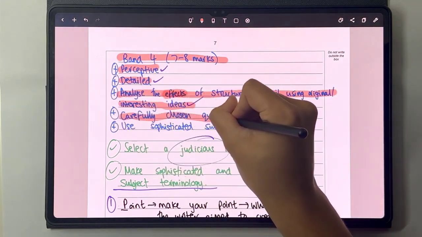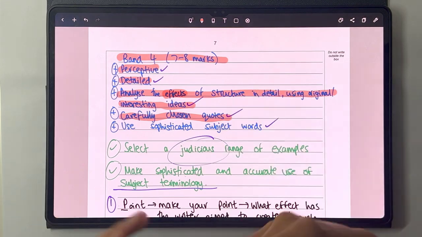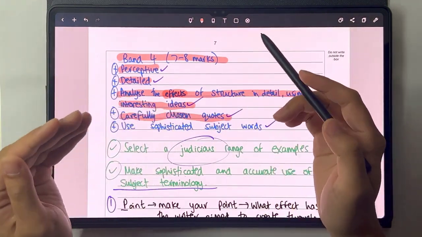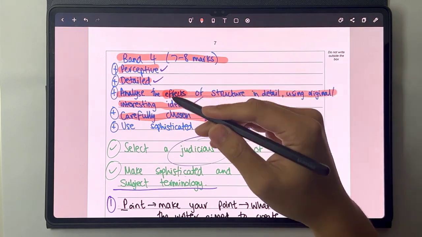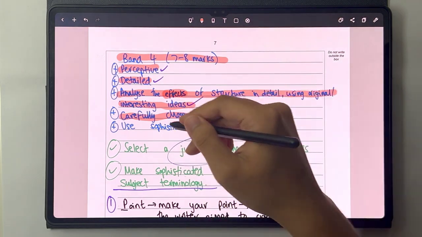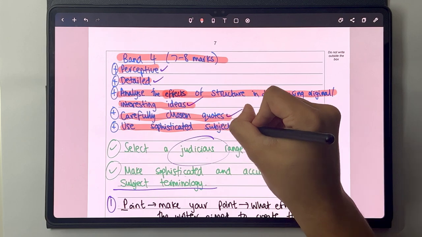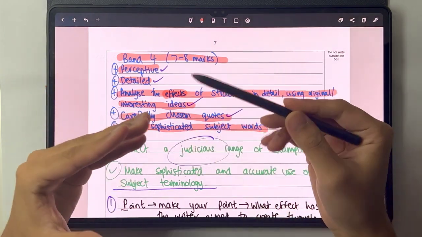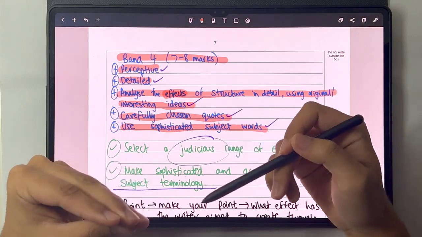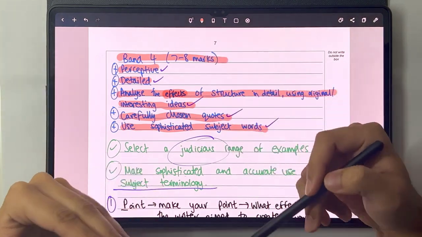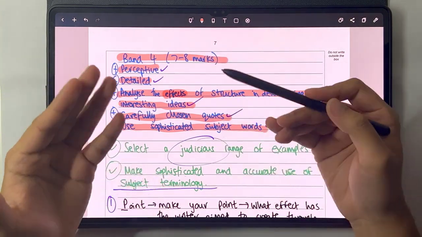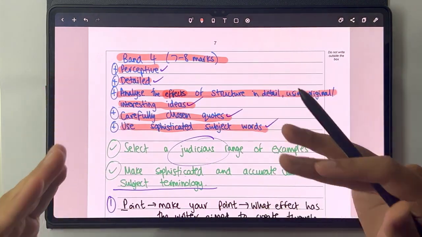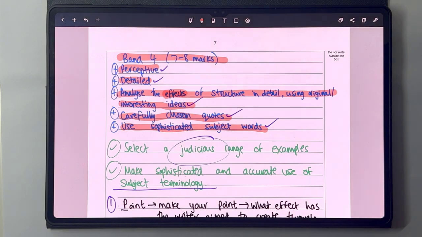Carefully chosen quotes. So when you choose quotes, don't just pick out any random quotes. Be very selective as you are against time. So you have to be very selective and judicious. Use sophisticated subject words. Like I said before, if the writer has used a flashback, you may want to use the word analepsis. If the writer has used a flash forward, you may use the word prolepsis. These are, again, relevant subject terminology, which you should be using in your answer.